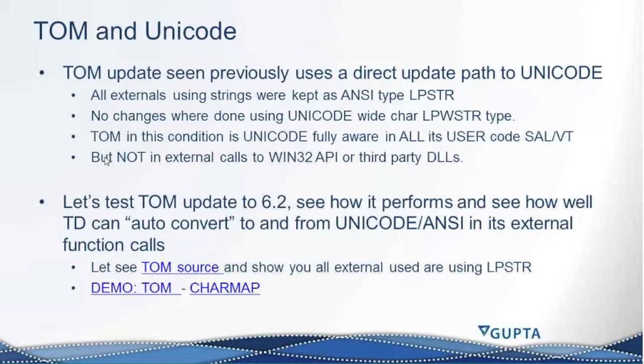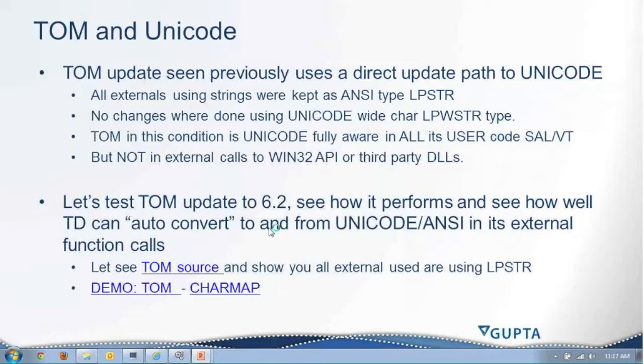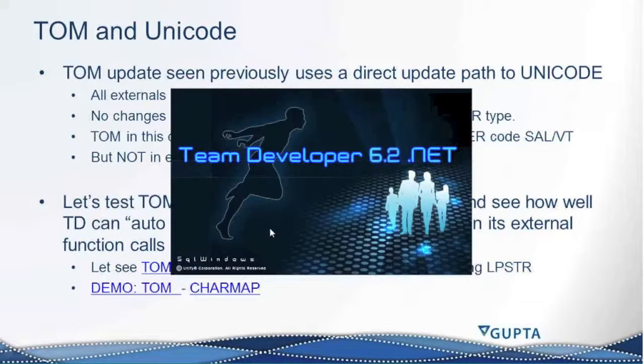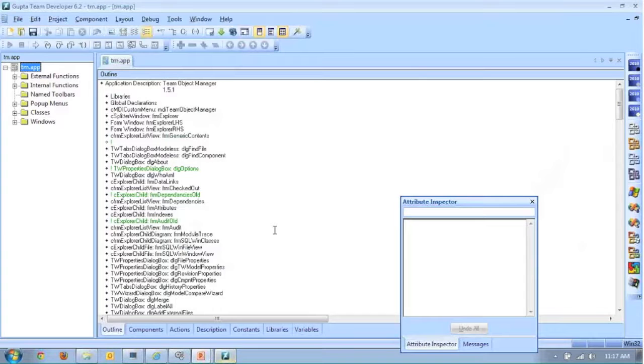So let's test Tom updated to TD 6.2 to see how it performs and see how well TD can auto-convert to and from Unicode in its external function calls. So let's see the source. This is the Tom main application. As I told you guys, I have not changed anything. All I did was migrate my application from TD 1.5 to TD 6.2.